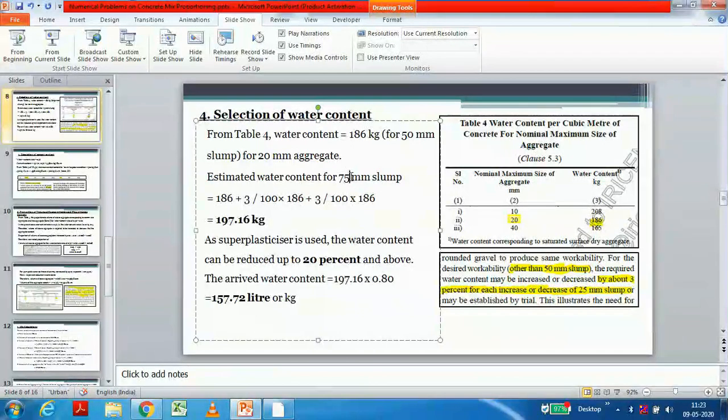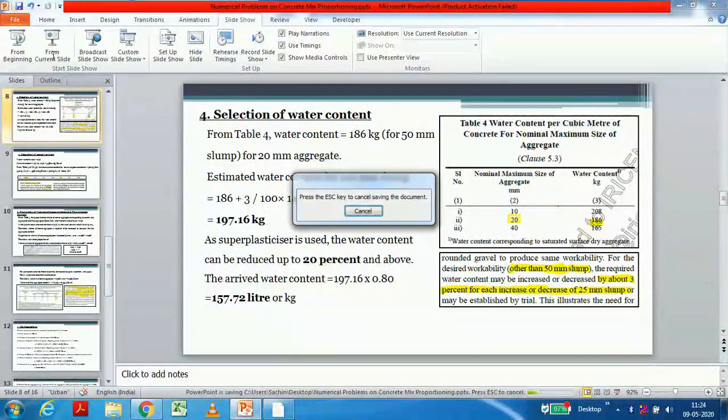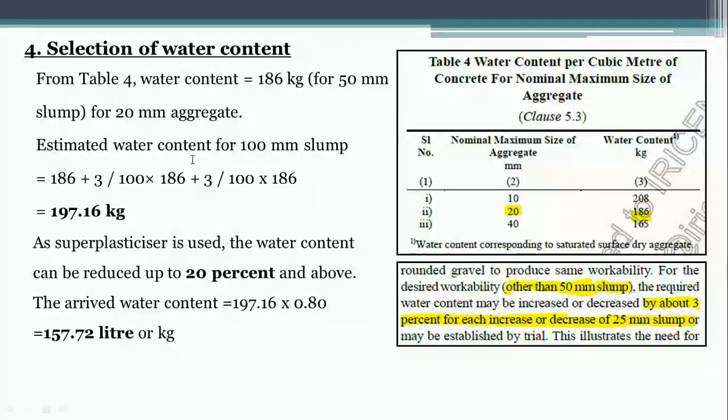Or else you will get confused, and it is not 75 mm, it is 100 mm. Okay, so for 20 mm as the maximum size, the water content is 186. And you saw in the first data that the workability is given as 100 slump.